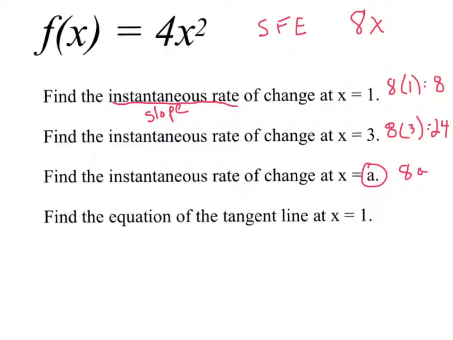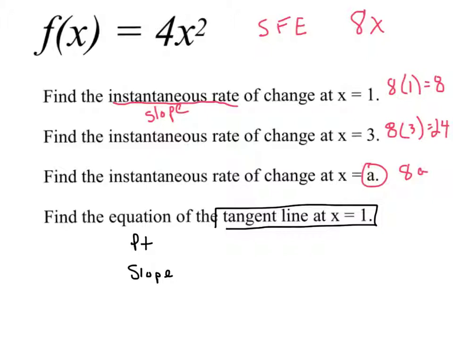Now, a tangent line is a line that touches an equation at one point, and at that point has the same slope. I have a picture I'm going to show you, but let's get the equation first. So the line tangent to x equals 1. For every line you need a point and you need a slope. So I need to know the slope of the curve. Well, I already did that, but it was just 8 times 1.